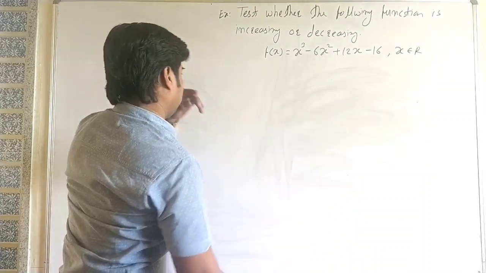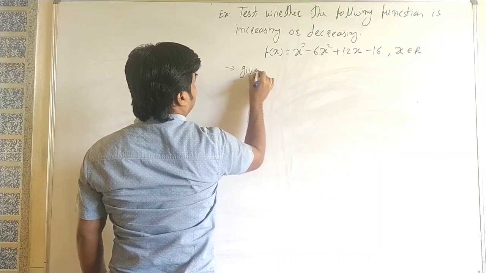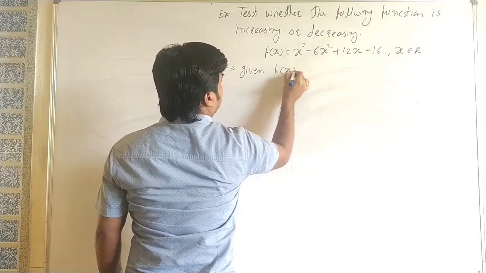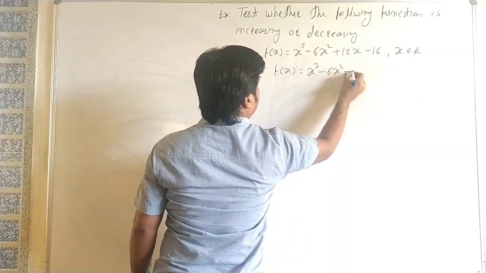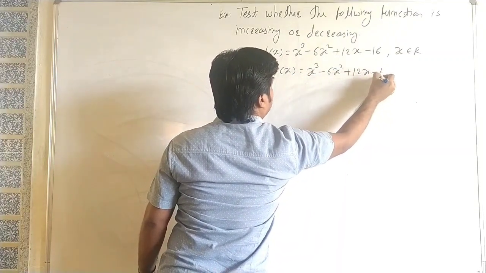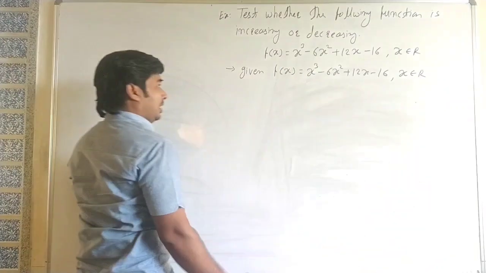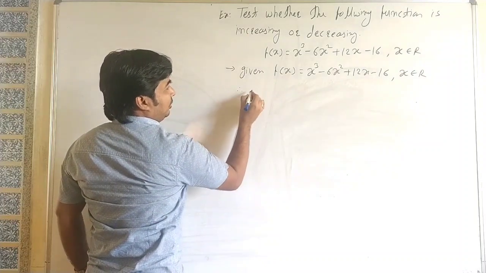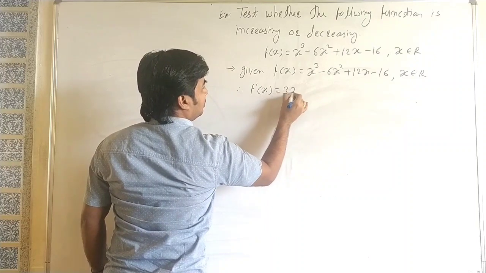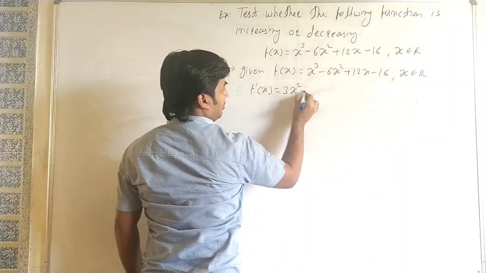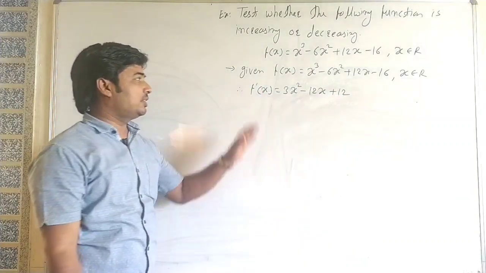Now here given f of x is equal to x cube minus 6x square plus 12x minus 16 for x belongs to real numbers. Now we find the derivative of this function. Therefore f dash of x is equal to 3x square minus 12x plus 12. The derivative of 16 is 0.